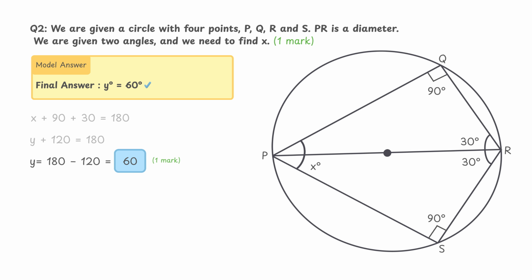And that brings us to the end of this lesson. Remember, whenever you see a diameter in a triangle in a circle, the angle opposite is always 90 degrees. Spot the pattern, apply the angle rules, and you'll secure those marks quickly.